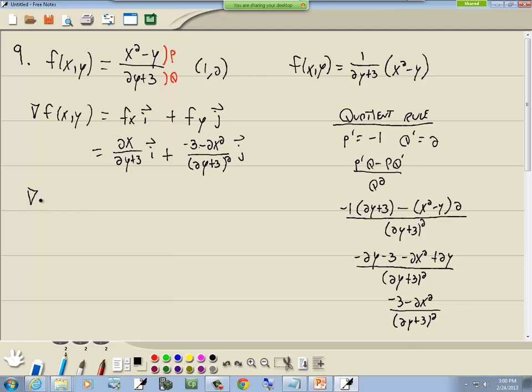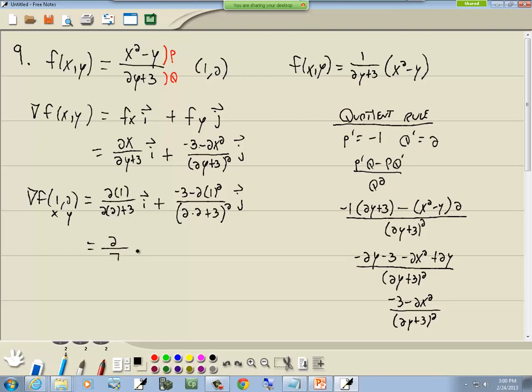Okay. Well, del f of 1, 2. Plug this in for x, plug this in for y. So I've got 2 times 1 over 2 times 2 plus 3, i, plus negative 3 minus 2 times 1 squared over 2 times 2 plus 3 squared, j. Which gives us 2 over 2 times 2 is 4, plus 3 is 7, so 2 sevenths i. We've got 1 squared, which is 1, negative 3, negative 2 is negative 5, over 2 times 2 is 4, plus 3 is 7, so 7 squared is 49, j.